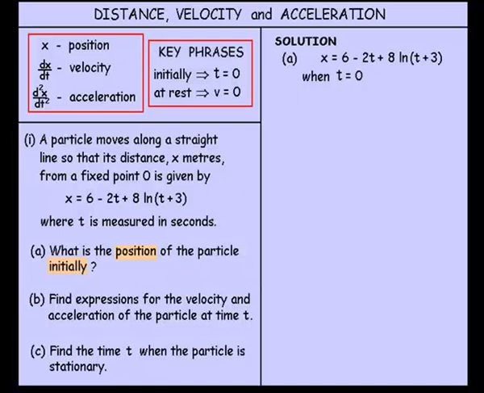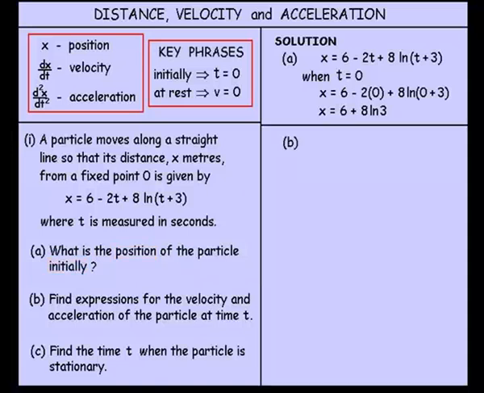So when time equals 0, if we substitute into the equation above, x equals 6 minus 2 times 0 plus 8 log of (0 plus 3). That equation simplifies to x equals 6 plus 8 log 3. So that's its initial position.